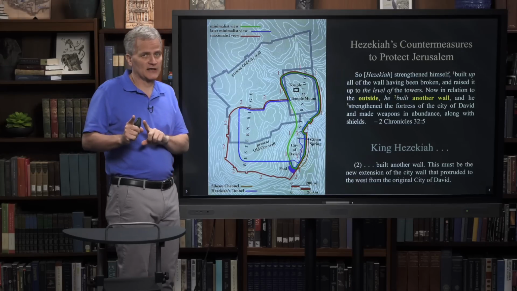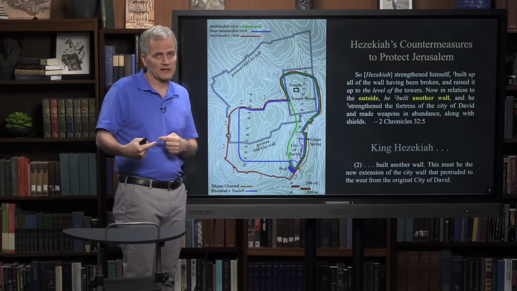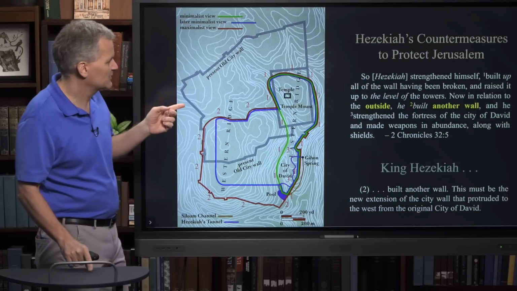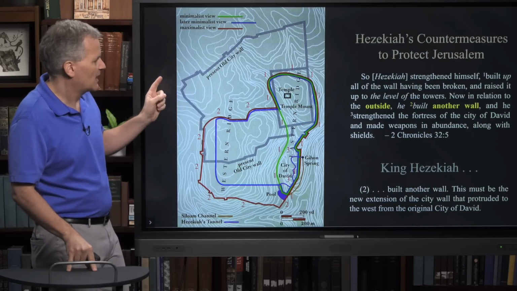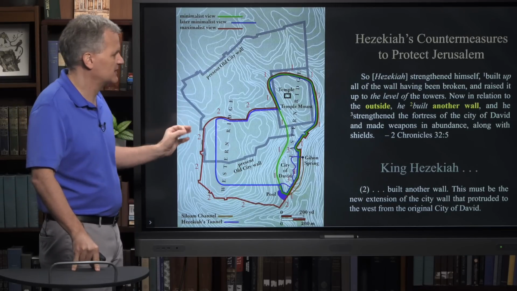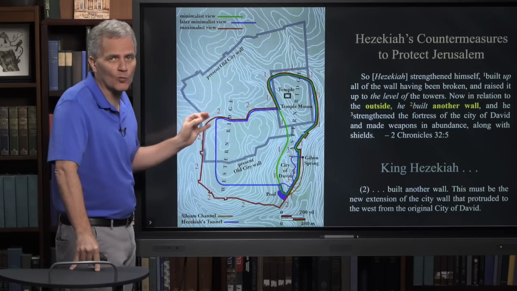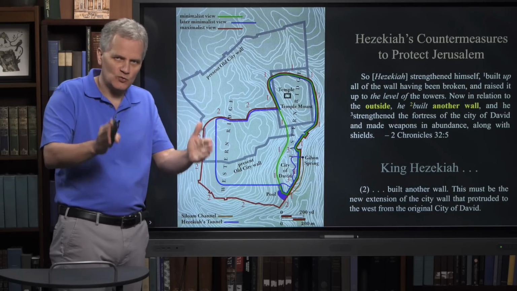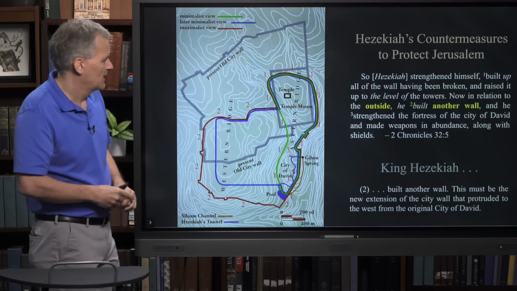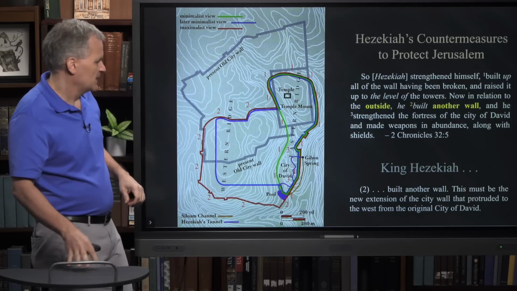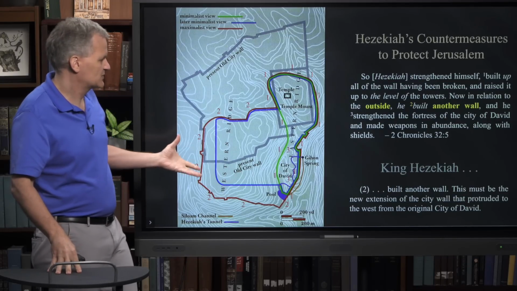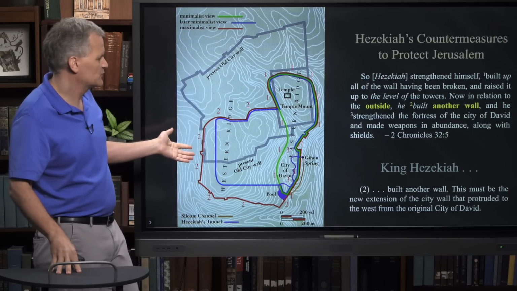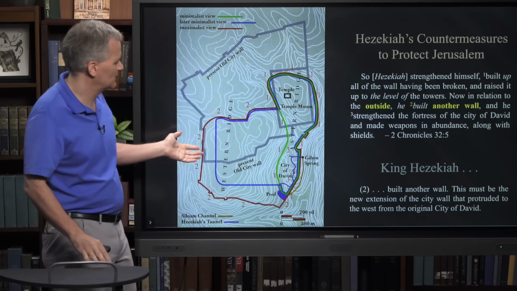Now we're going to turn our attention to the second thing that we can look at archaeologically with Hezekiah's defenses. And it's found here. In relation to the outside, he built another wall. So not the first wall, a second wall, a new wall, if you will. So he built this second wall, and this must be the new extension of the city wall that protruded to the west from the original city of David.